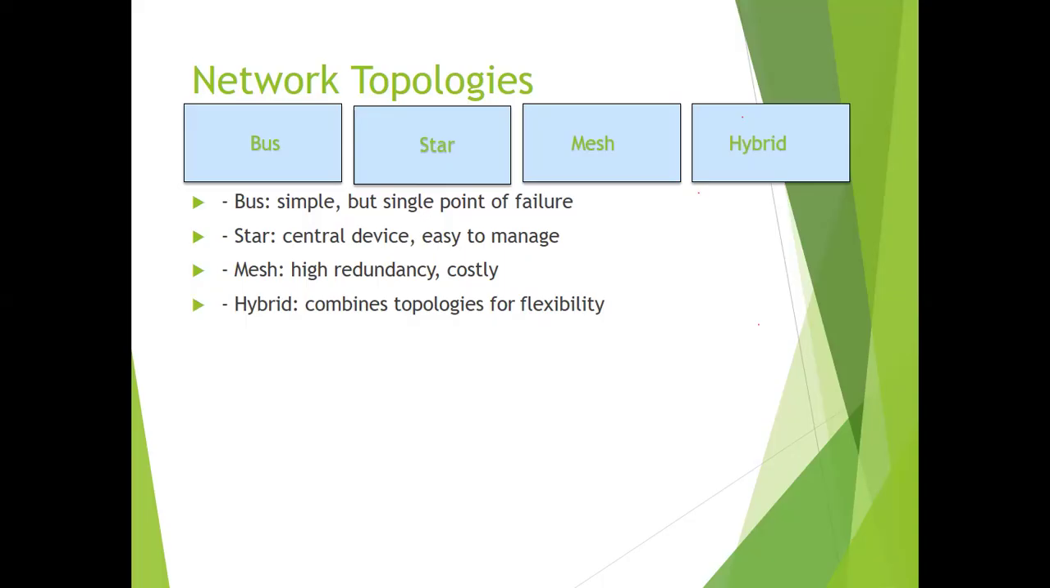This one has high redundancy and is costly. So that one will dictate the amount of expenses you need. And then the last one is hybrid. This one combines topologies for flexibility. For example, in hybrid, you can combine a bus and a star, or star and mesh, and the rest.